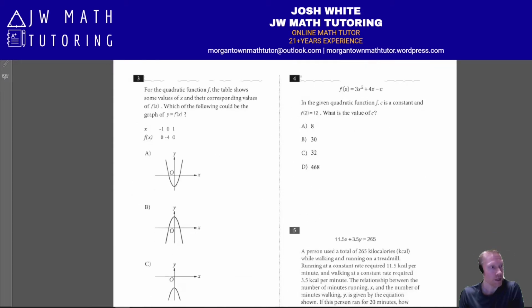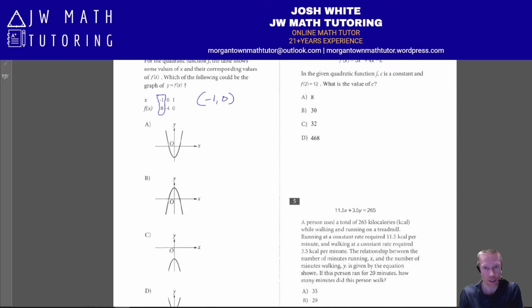All right, moving on to the next page, we have problem number 3 here with a quadratic function. They give you several points that are on this function here in a table, and they want to know which one could be the graph of it. So, okay, let's take the first point right here, which if we write it in coordinate form would be just negative 1, comma 0, and we'll see which of the answer choices has that point on it. Very, very similar to the last problem we just looked at.